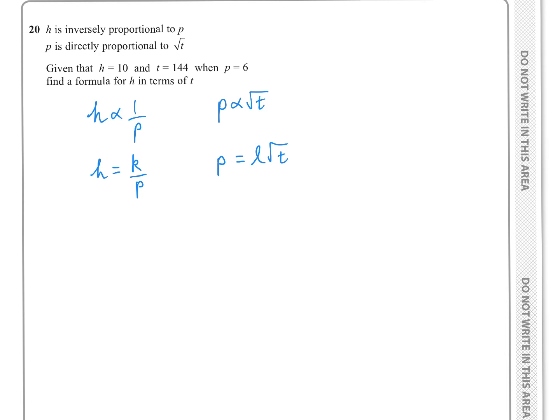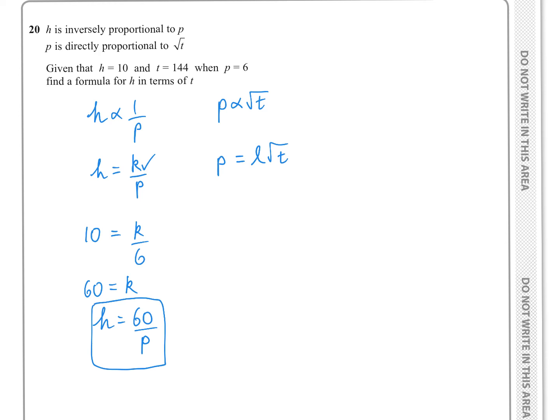So for the first one, if h is 10 and p is 6, we can find k by multiplying both sides by 6. And then we can say that h is equal to 60 over p, because we've found the value of k. So we'll put that one to one side.